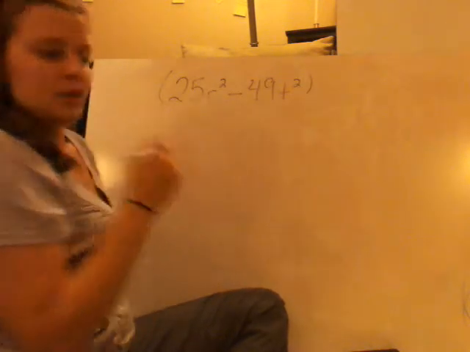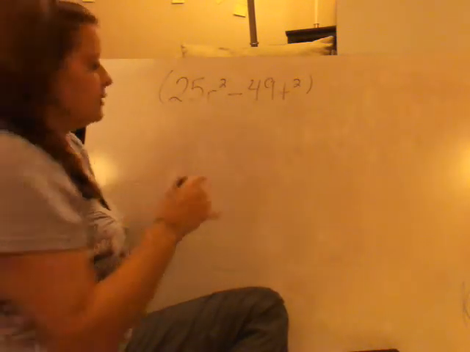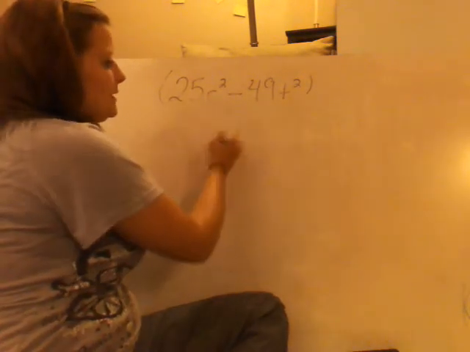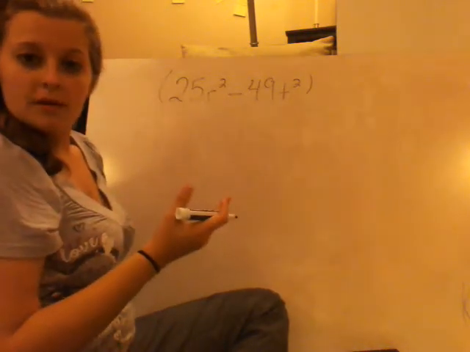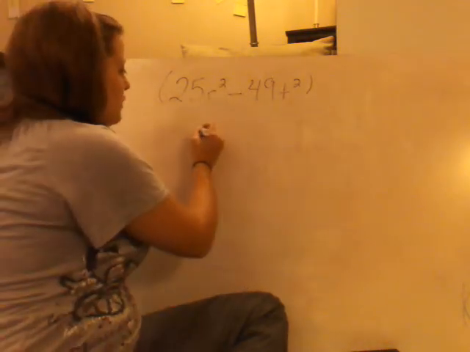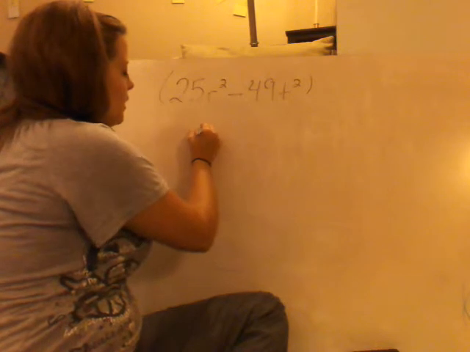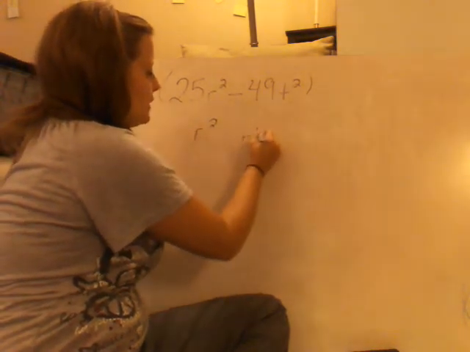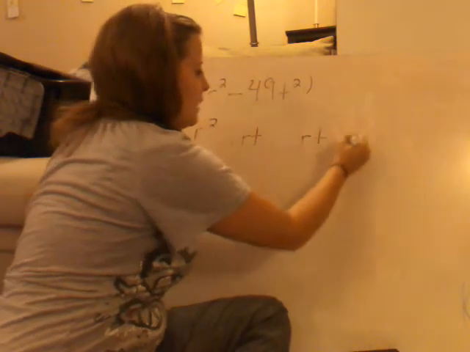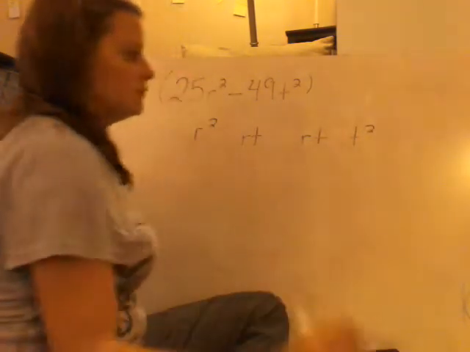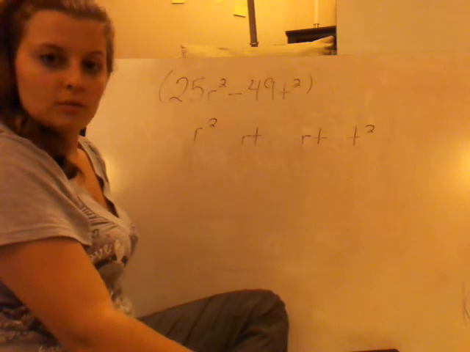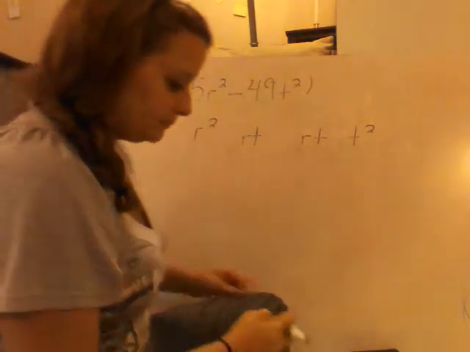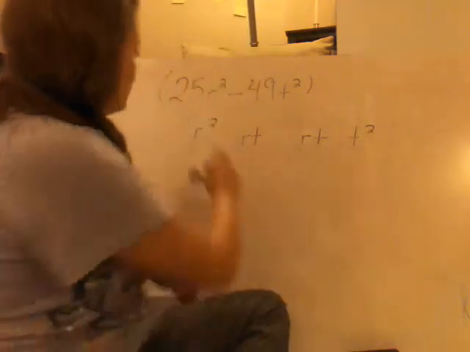So if I look at just my coefficients to start with, I've got my r and a t. So it's just like before when I had my x and a y. And remember, it was r squared, rt, t squared. Okay, that's how it looked before, right? When this wasn't squared.